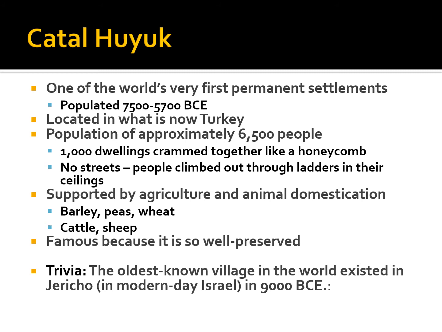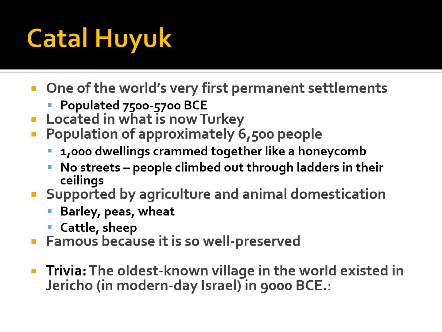There were no streets, right? So people essentially climbed out of their homes using ladders in the ceilings, right? And that's how you would move around from building to building across the roofs. It was supported by agriculture and animal domestication. They grew the ancestors of barley, different types of peas, as well as wheat, and domesticated cattle and sheep.